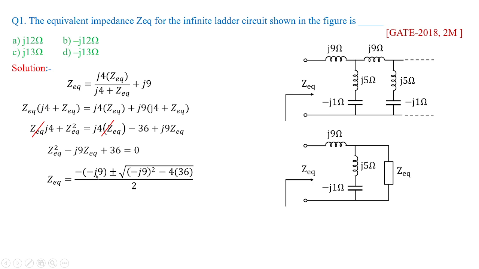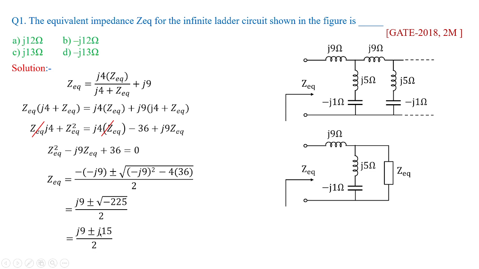So roots for this quadratic equation can be obtained with the help of the formula minus b plus or minus under root of b square minus 4ac by 2a. So assuming the value of Z equivalent as x, with that you're going to get the roots for this quadratic equation. As you can see, minus and minus will go as 9J plus or minus under root of 9J square minus 4 into 36, which will give you the value as under root minus 225 by 2. In fact, this value will be equivalent to J9 plus or minus J15 by 2.